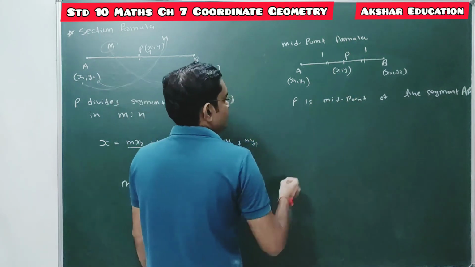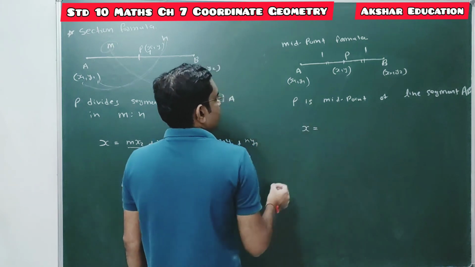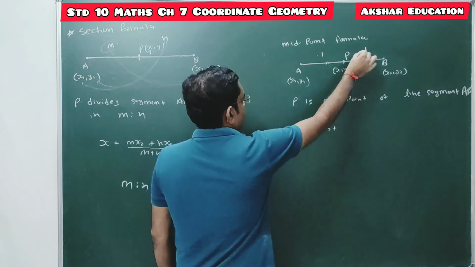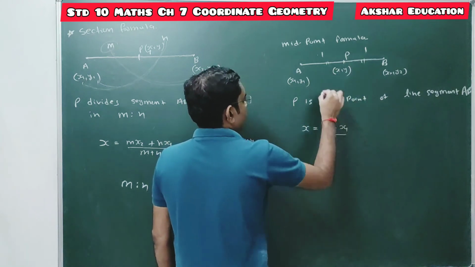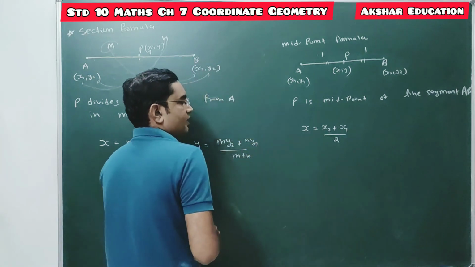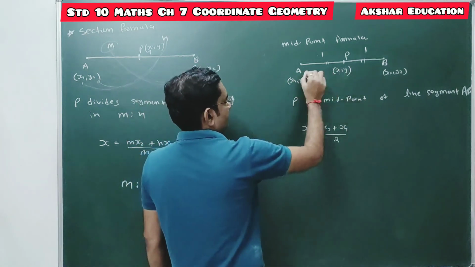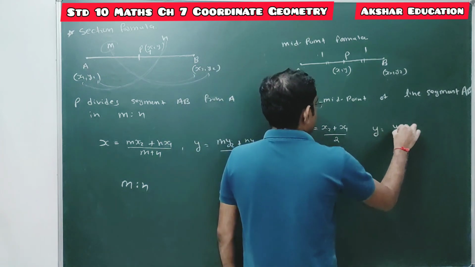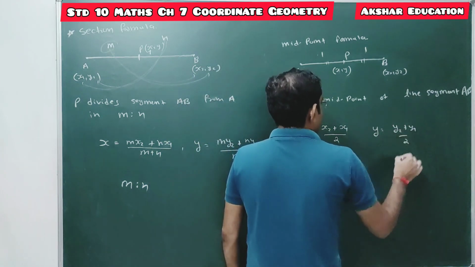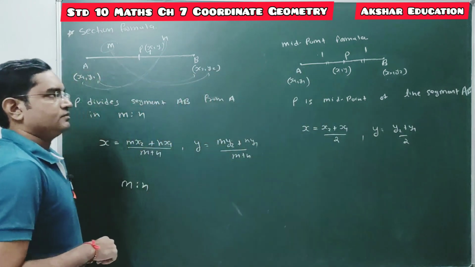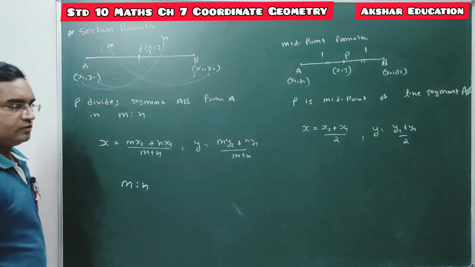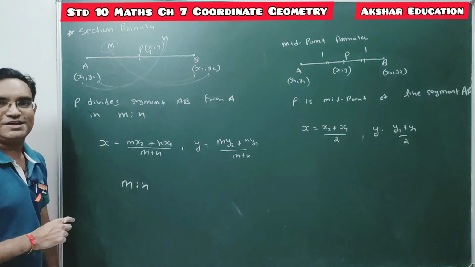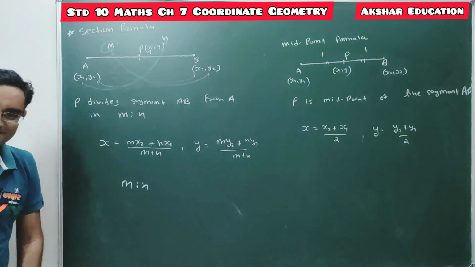So here according to our section formula, we can write x coordinate as 1 into x2 plus 1 into x1 upon 1 plus 1, that is 2. So x coordinate is nothing but the sum of x coordinates by 2, and similarly we are getting y coordinate as y2 plus y1 by 2. So this is the midpoint formula. Clear, students? Pause the video, note down this formula, and then we will do some sums based on this section formula.